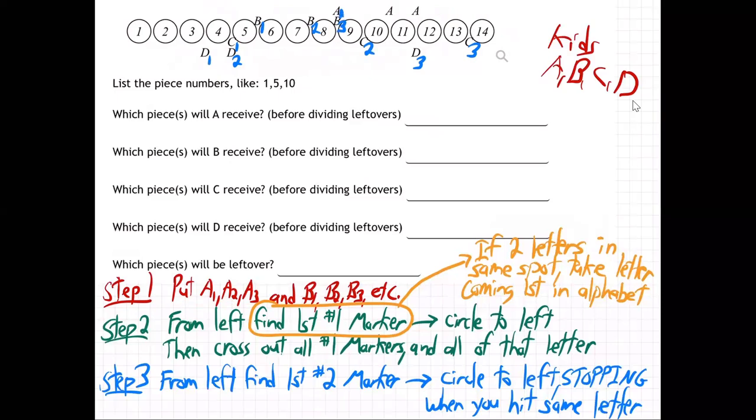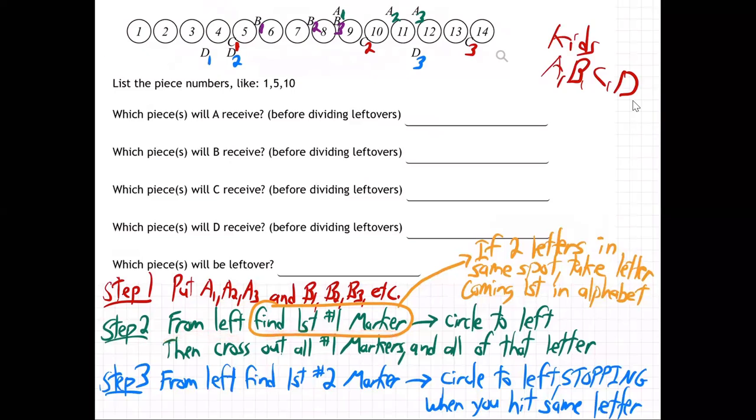Maybe I should do different colors after all that. I'm going to change the color. So I get D1, 2, 3. I've got C1, 2, 3. I've got B1, 2, 3. And I've got A1, 2, 3. There we go. Okay. So I've got all the different numbers marked out. That's the first step: put A1, 2, 3, B1, 2, 3, etc. Step 2, from the left, find the first number 1 marker.